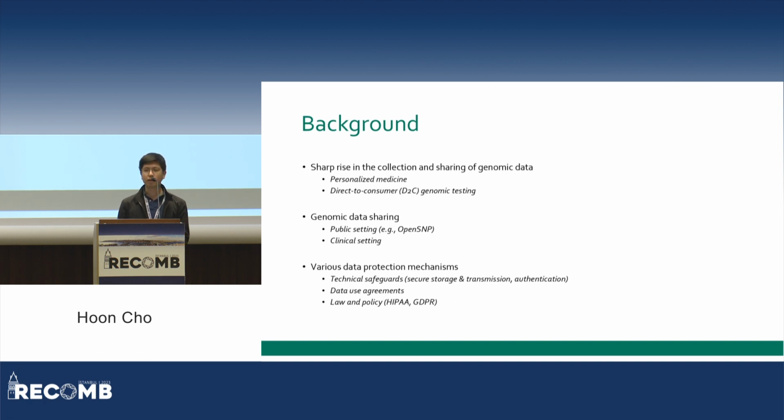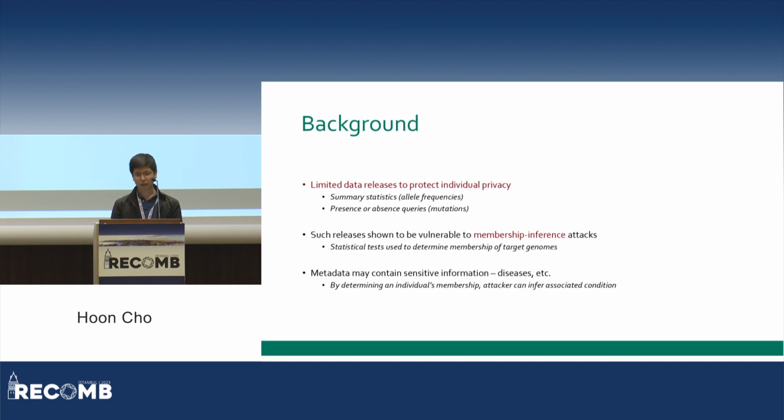And due to the private nature of genomic data, there are various data protection mechanisms that have been put in place. So examples include technical measures like secure storage and transmission of data, authentication for access control, data use agreements, which allow us to limit the scope of how these data are used after being shared. There are also laws and policies like HIPAA in the US, GDPR in Europe, which more broadly regulate different types of personal information.